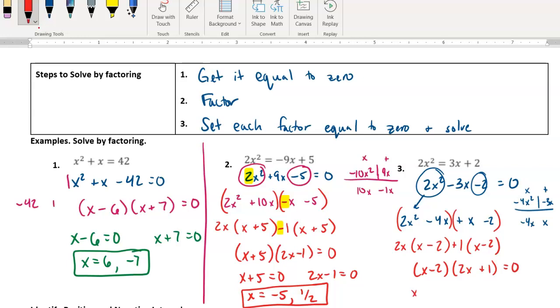So we're going to set those equal to 0. And we would get, boy, I'm running out of space here, x equaling positive 2 and a negative 1/2, because I would add 2 to both sides for the first one, and the last one I would subtract 1 and divide by 2, and I'd get negative 1/2. So that would be your answer, negative 1/2 and positive 2.